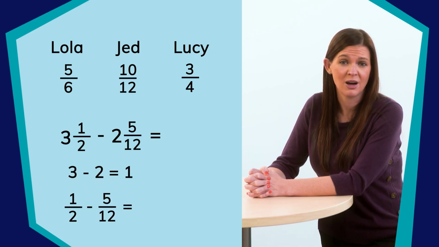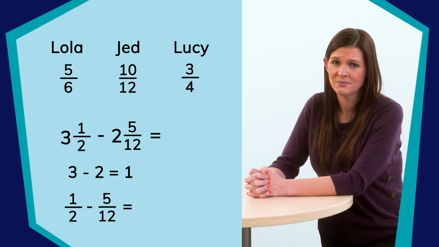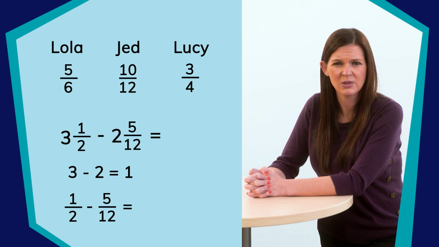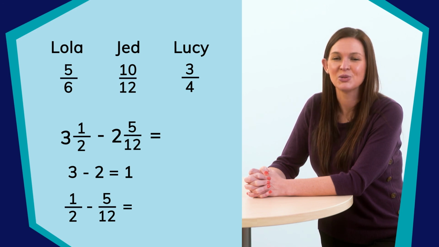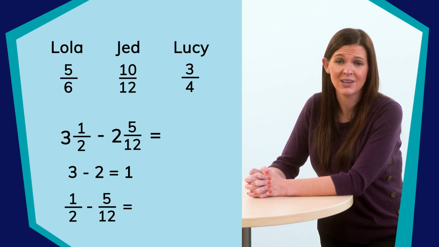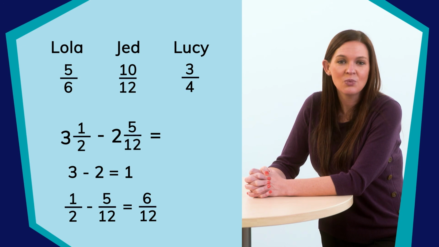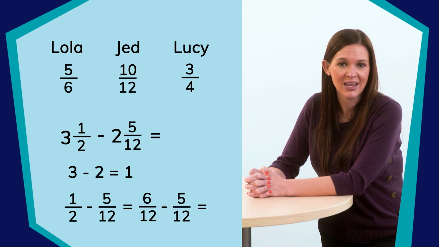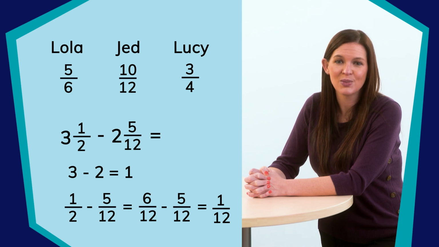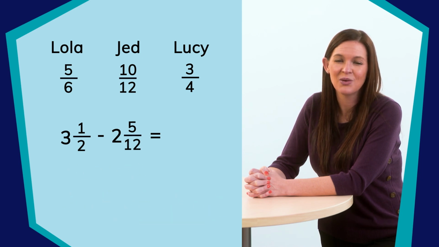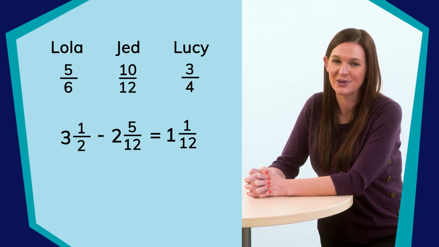Uh-oh, these denominators are not the same. Can we make halves into 12ths? Absolutely. If we multiply 1/2 by 6/6, we will get 6/12. And then we can subtract 5/12, and the answer is 1/12. So Lola, Jed, and Lucy need to collect 1 1/12 pounds more peaches before their grandma can make that cobbler.